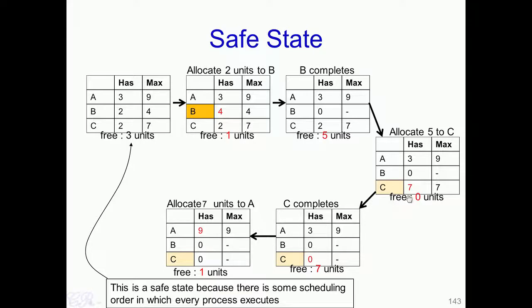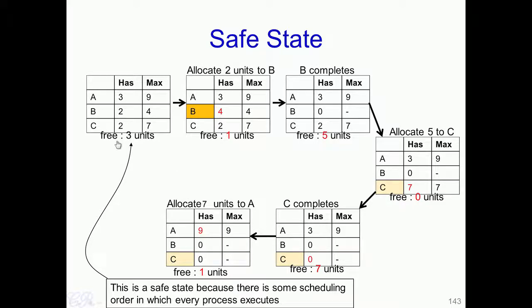Now, after C completes, all the 7 units of C get returned back to the free store. Now, the banker could allocate the resources required by A, that is the maximum resources required by A, of 7 more units, to get its maximum credit limit of 9 units. So, we have 9 credit units allocated to A and 1 unit which is free.